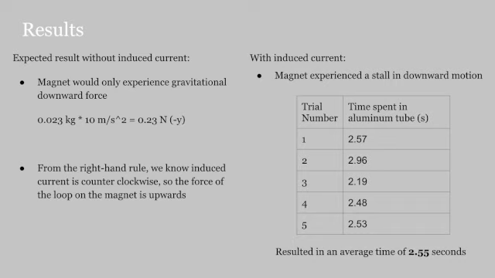From application of the right-hand rule, we know that induced current is counterclockwise, so the force on the magnet is upwards, which would reduce the magnitude of this force in the negative y direction. So my actual result with induced current was that the magnet did experience a stall in downward motion, and the average time spent in the tube was 2.55 seconds.